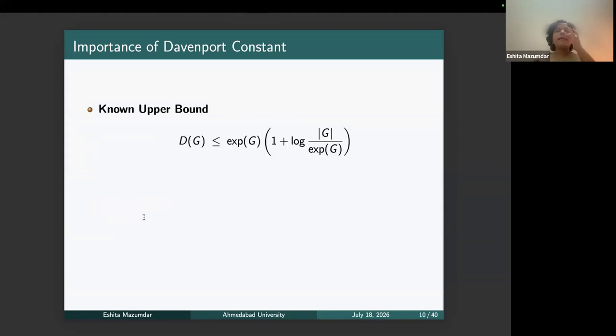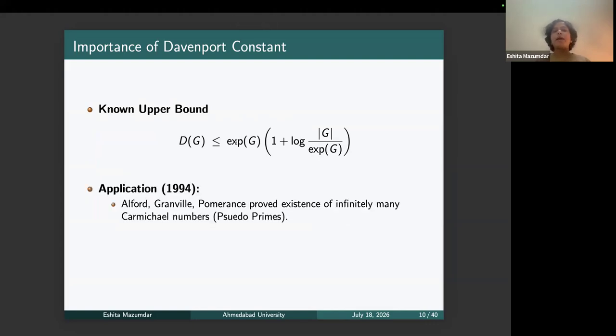For any finite abelian group, we have a general upper bound for D(G), which is this. This is not the sharp one. But with the help of that, in 1994, Alford, Granville and Pomerance proved that there are infinitely many Carmichael numbers, which are pseudoprimes, and which we extensively use in the study of cryptography. So if we can get a sharper bound, we might get a lot of number theoretic results, which will be useful in several other fields. So there is importance in finding the precise value of this D(G).